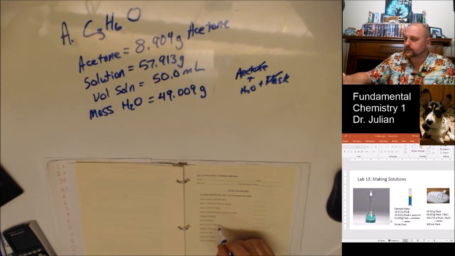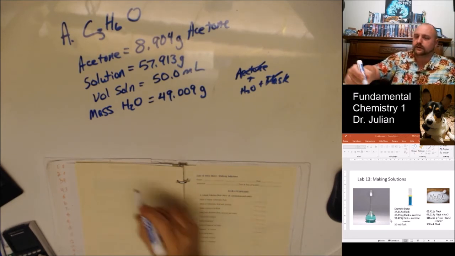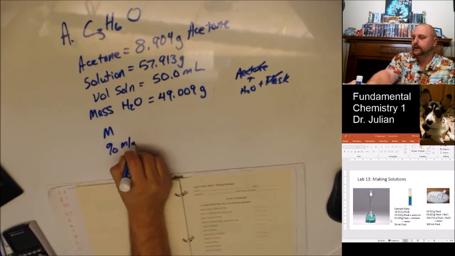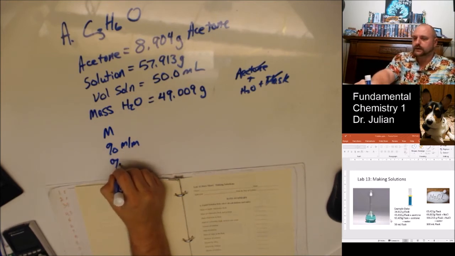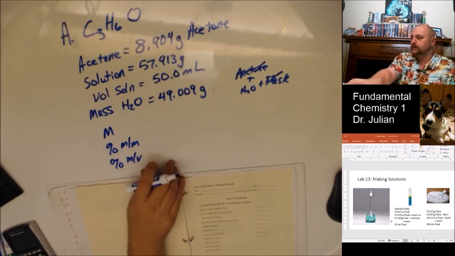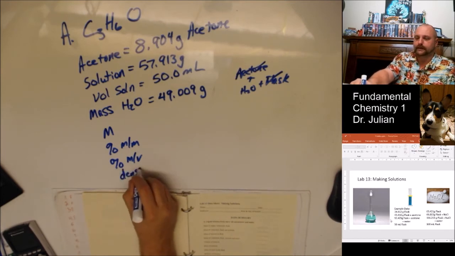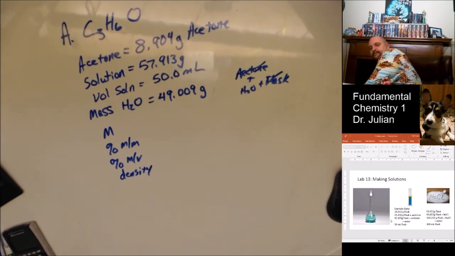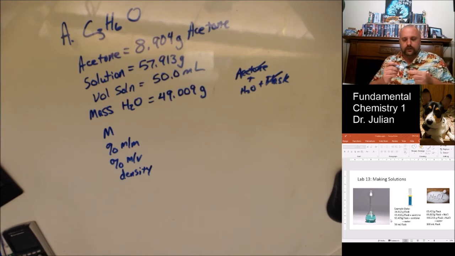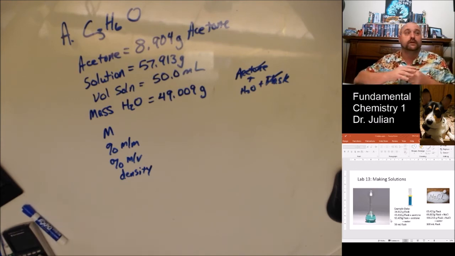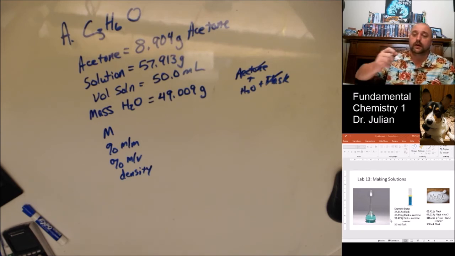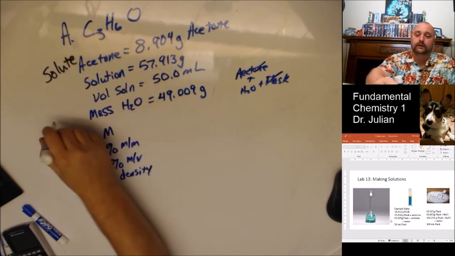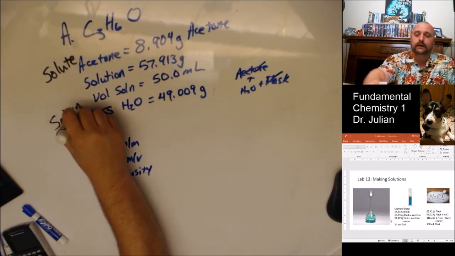So I have the mass of the solution, I have the mass of my water, then it asks me for molarity, percent mass over mass, percent by mass. It says percent by volume, percent mass over volume, and then density. So we'll do all those calculations. Book out of the way. Alright, now the hardest part for this is to figure out what's the solvent, what's the solution, what's the total going on. So this is solution. Acetone is my solute. The water is my solvent, if I need that.